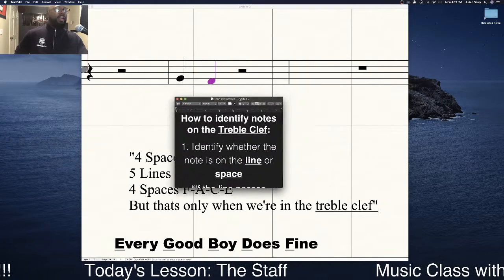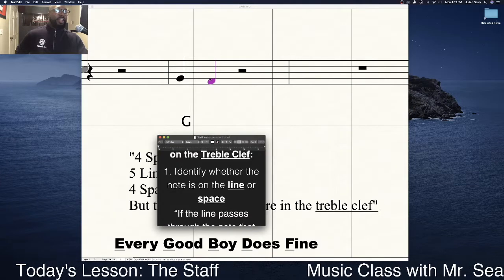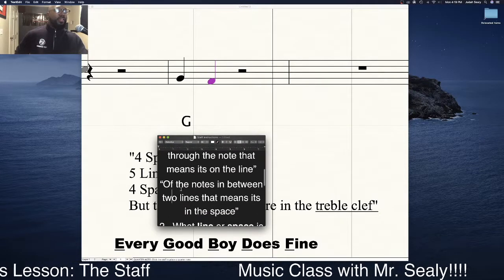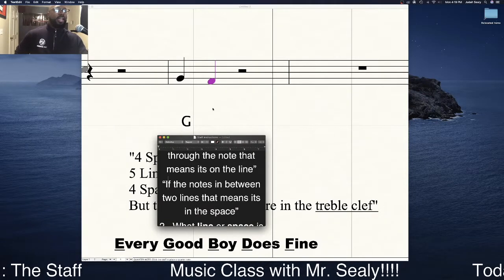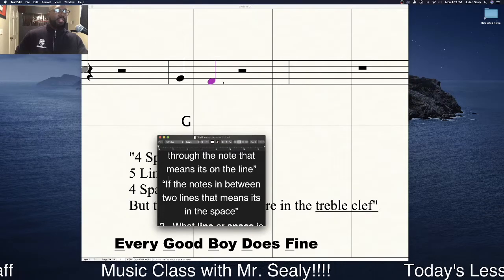So, how do I identify notes on the treble clef? Identify whether the note is on the line or the space. Is this on the line or the space? How do I know? If the line passes through the note, that means it's on the line. If the note's in between two lines, that means it's in the space. It's in between two lines, so that means it's on the space.